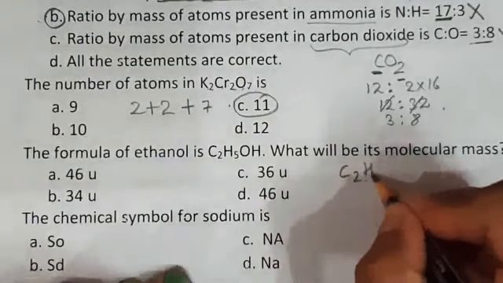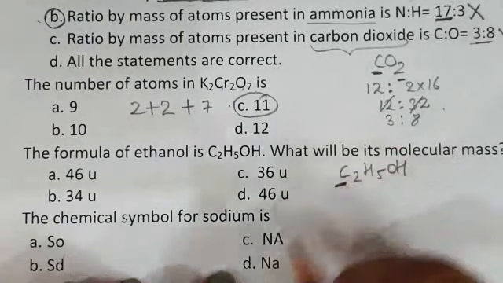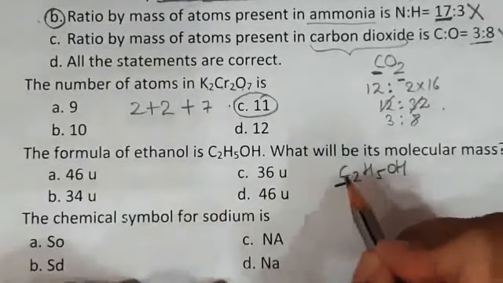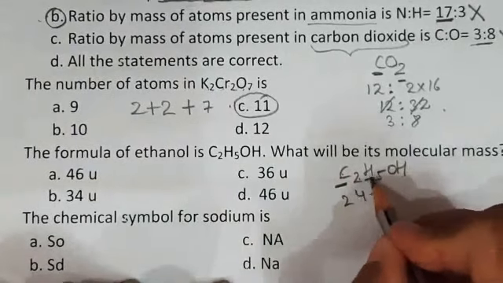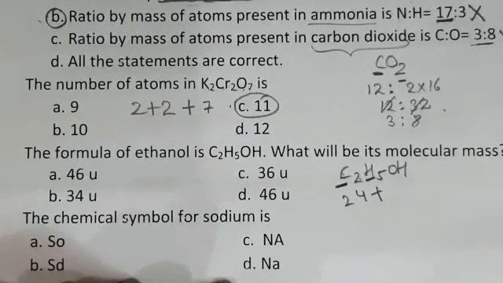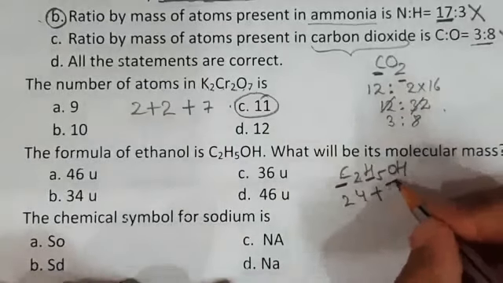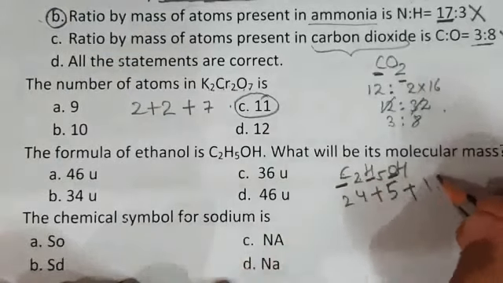C2H5OH. For carbon, what is the atomic mass? 12. 2 carbon atoms, 12 2s are 24. Plus hydrogen, what is the atomic mass? 1. How many hydrogen atoms are there? 5. So 1 into 5, 5. Plus atomic mass of oxygen, 16. There is only 1 oxygen atom, so 16.